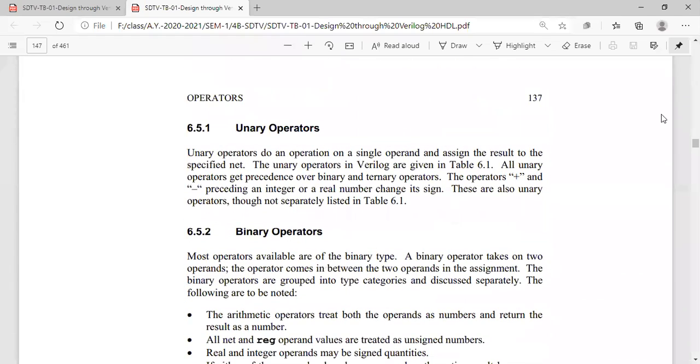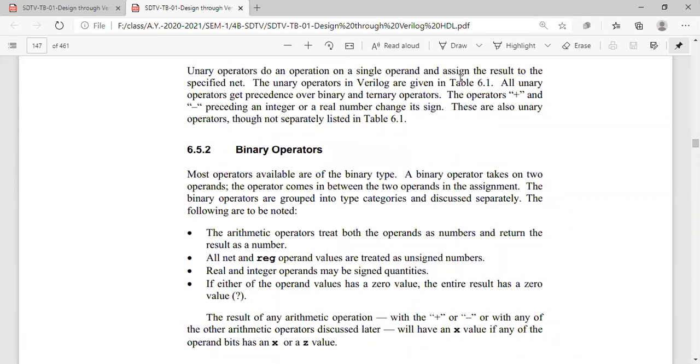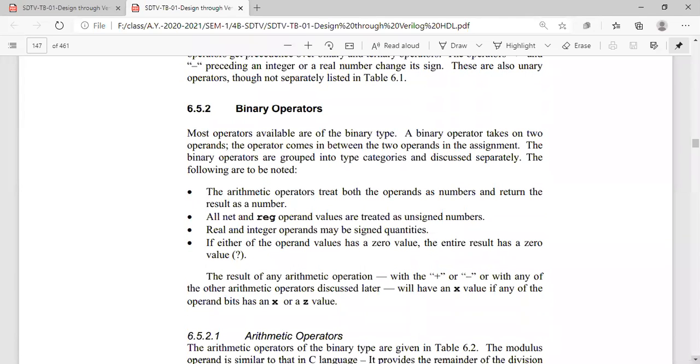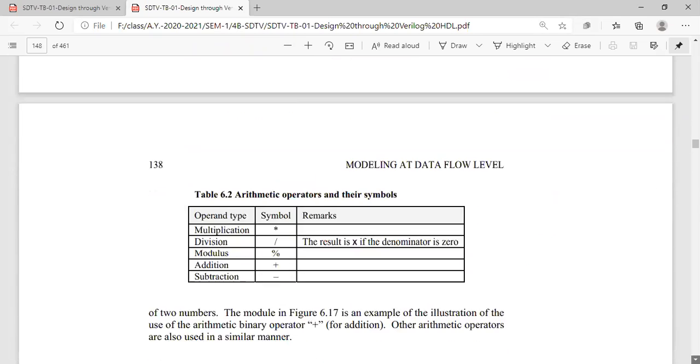Not only this, we also have the binary operators. These binary operators will be taking two operands. Here we will be having only one operand. The binary operators are grouped into categories and discussed separately. You can use these arithmetic operators, which treat both the operands as numbers. So you can see the arithmetic operators.